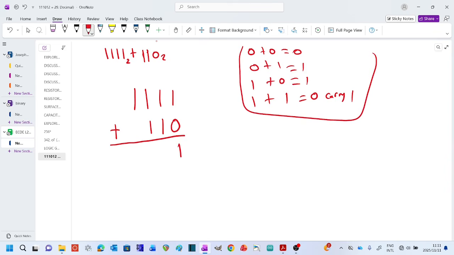We follow the same rule. 1 plus 0 is 1. 1 plus 1 is 0, we carry 1. Now we have 3 ones, so 1 plus 1 is 0. We're going to carry already, but we come back here to finish. 0 plus 1 is 1. Now 1 plus 1 is 0, carry 1. Since there is nothing there, we're just going to drop this 1 here, and that is our final answer.